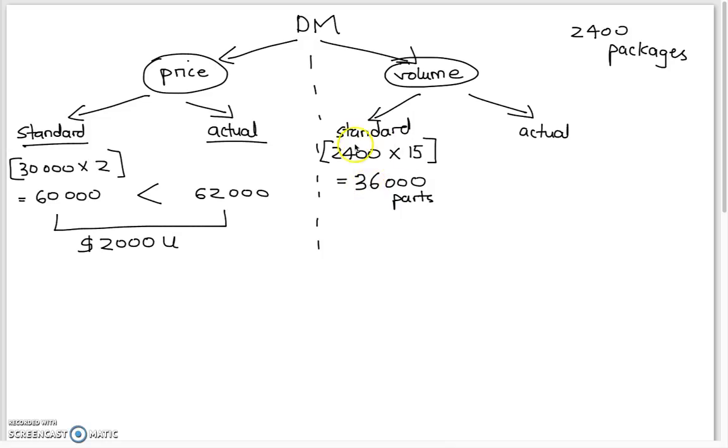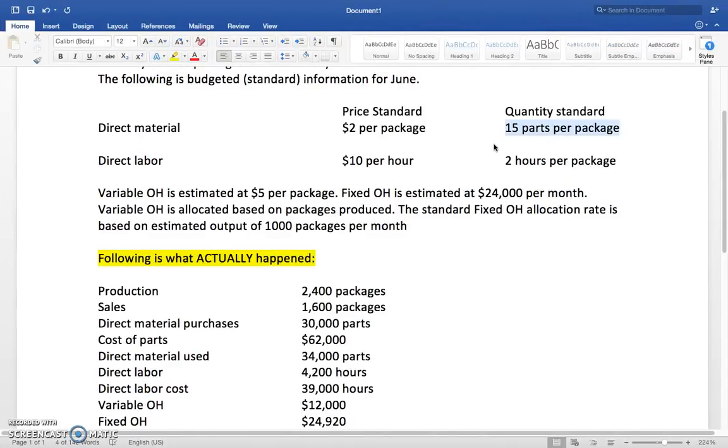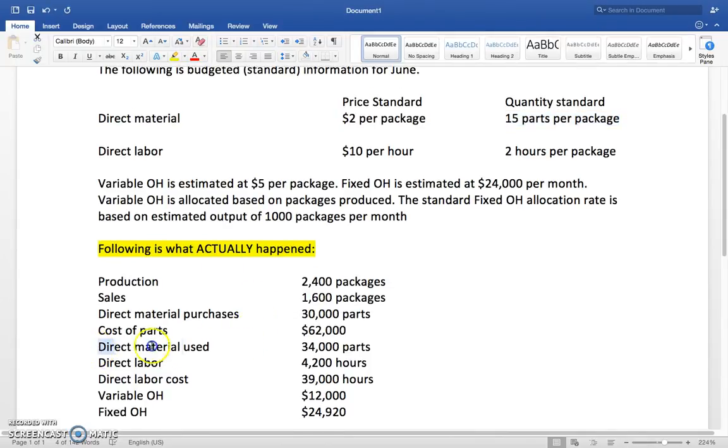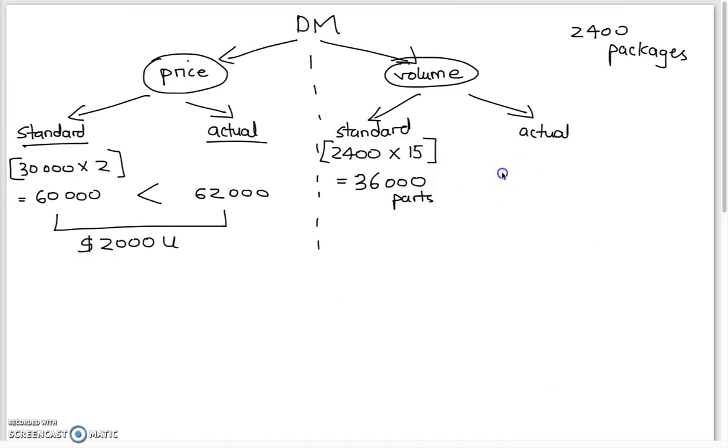And that is your standard, really. That is what we thought would go into 2,400 packages. To find my actual, I'm simply going to multiply my actual units times what actually happened. So in this case, again, I don't have to find that information. It's already given to me. Direct material used is 34,000 parts. So I'm just going to copy that here, 34,000 parts.